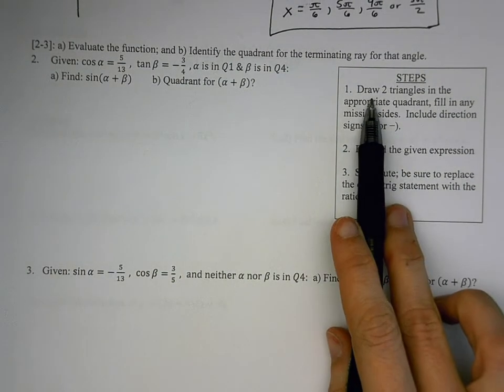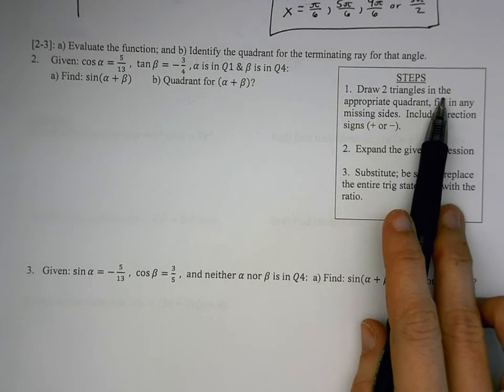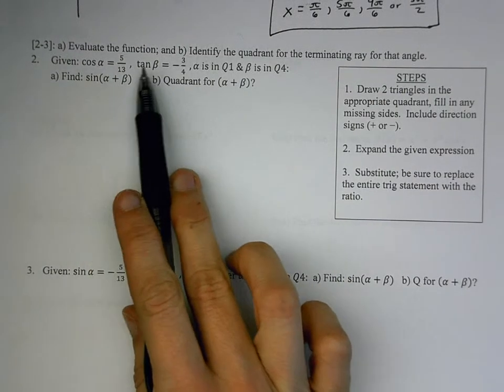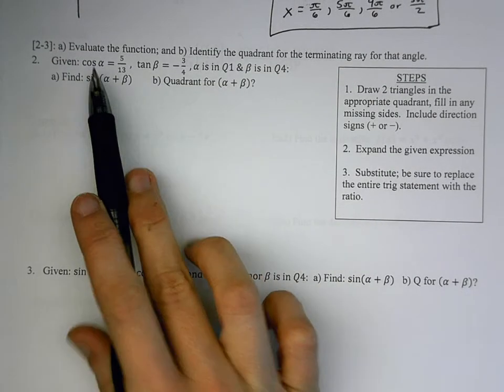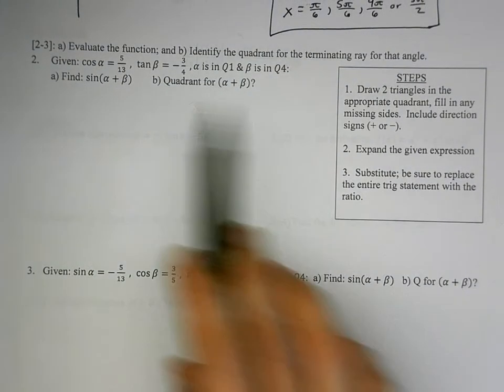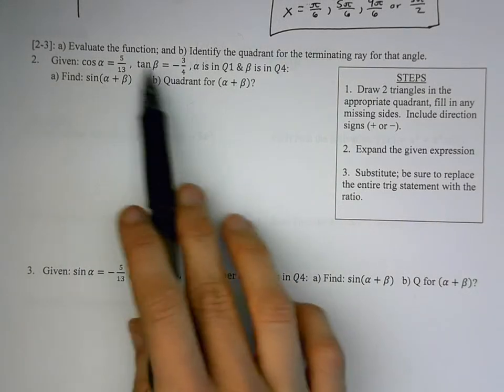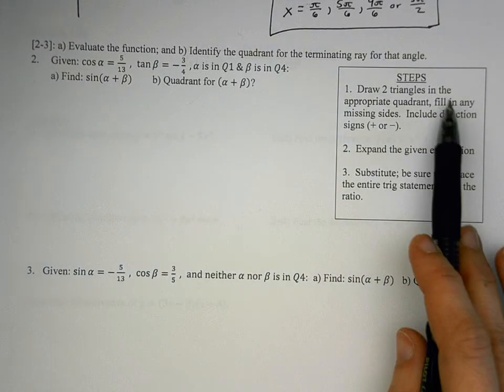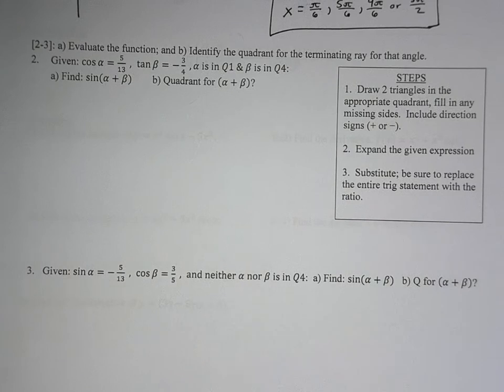Step 1, we recommend drawing two triangles, one for alpha, one for beta. Obviously, if you're only given alpha, you only draw the one triangle. But if you are given multiple angles like this, draw one triangle for each of them in the appropriate quadrant. And we'll talk shortly about how you know which quadrant they're supposed to be in.